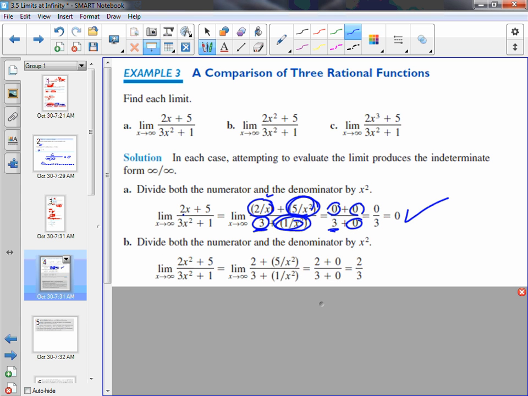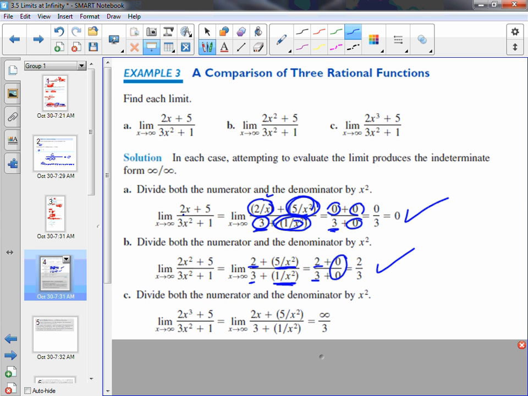Look at B. We divide everything by x squared. 2x squared divided by x squared is 2. 5 divided by x squared. 3x squared divided by x squared is 3. 1 divided by x squared. The limit of 2 is 2. The limit of 3 is 3. Those are both zeros. We got 2/3 that time.